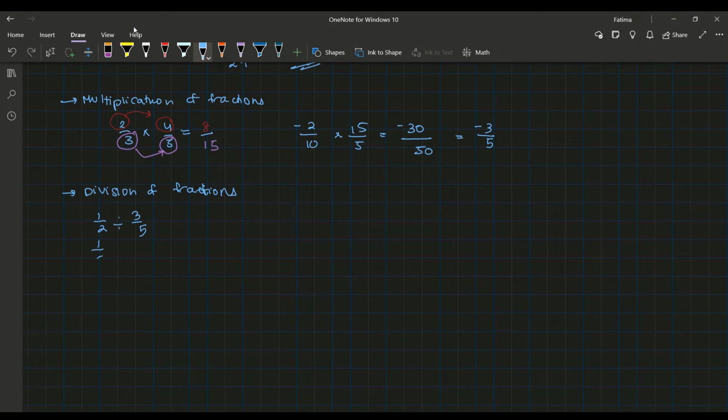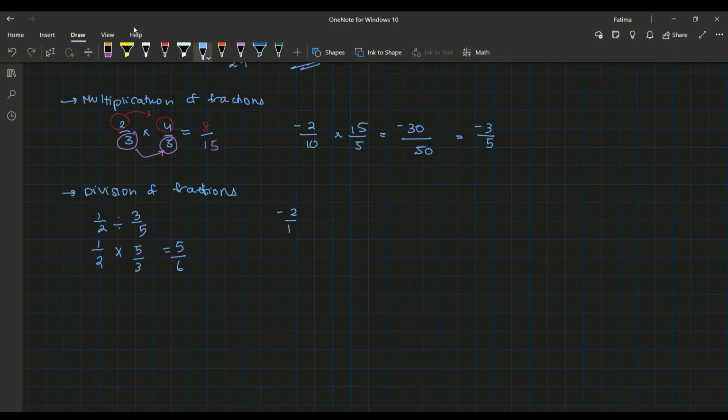So 1 by 2 would remain as it is. Division would have to change to multiplication, and the second fraction would be reciprocated. So it will be flipped over. So instead of 3 by 5, it will be 5 by 3. And then you carry on with regular multiplication. So 1 into 5 is 5, and 2 into 3 is 6. Let's say we had another example.